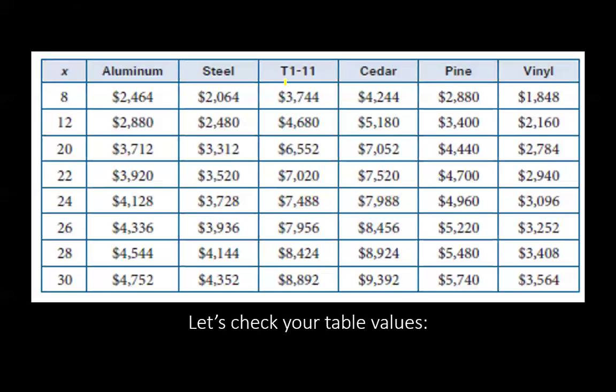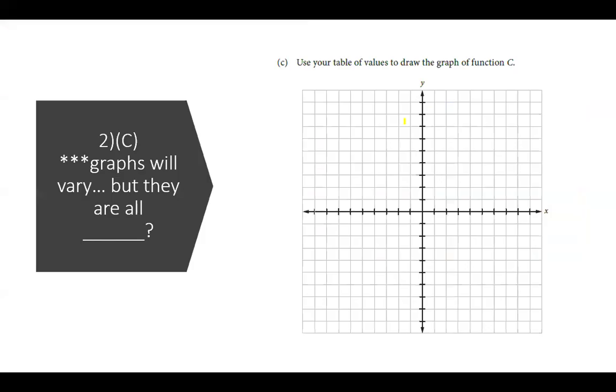Okay, so you're going to finish double checking your table. And then once you are done, you're going to take your information and plot the points. Make sure you are determining your axes correctly. What you're going to count by and what each one represents is totally up to your group. The graphs will vary, but we all know what type of graph we should be producing based on the type of equations that we got.